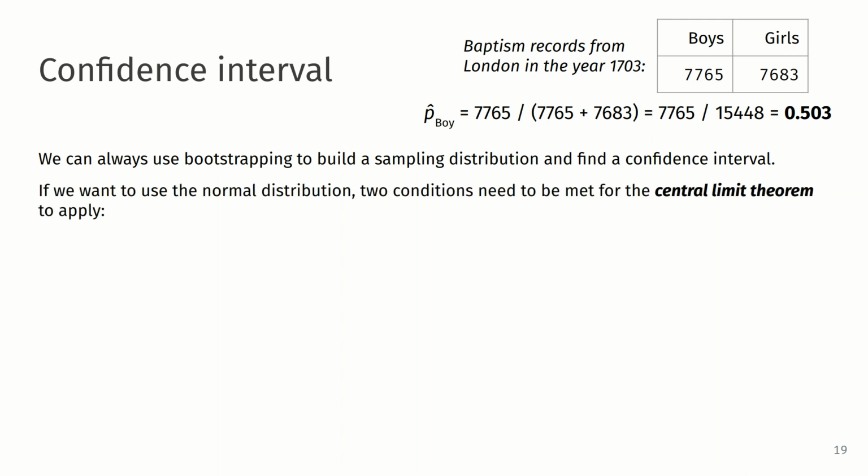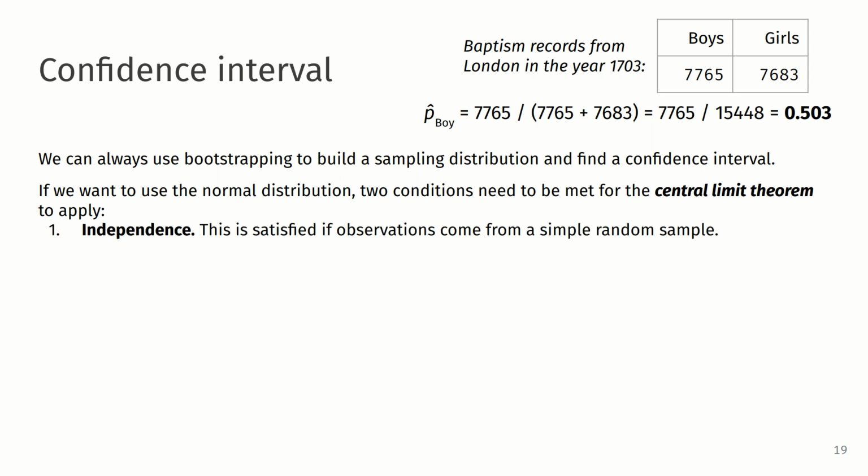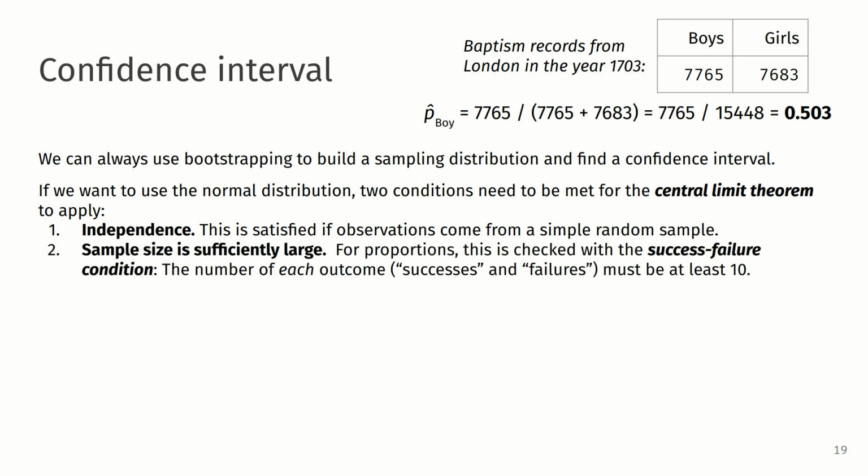But if we want to use the normal distribution, we need to go back to those two conditions from the central limit theorem. So the first condition is independence, and this is satisfied if the observations come from a simple random sample. For this purpose, we'll assume that's true, although there are some potential differences there. For example, if you have multiple births from the same family, they may not be independent of one another. But we'll assume that's true for the time being.